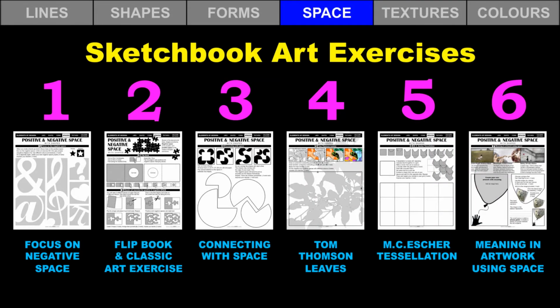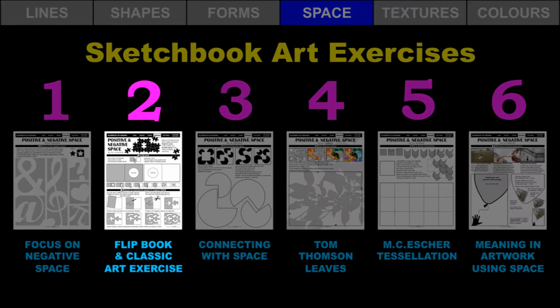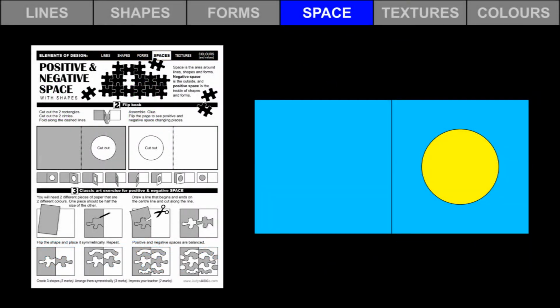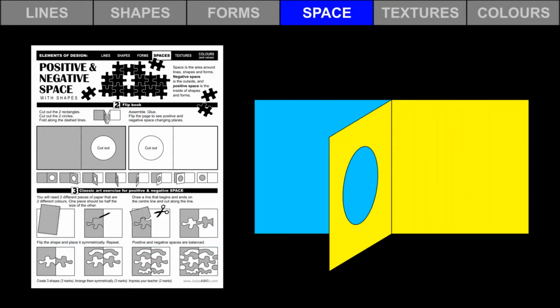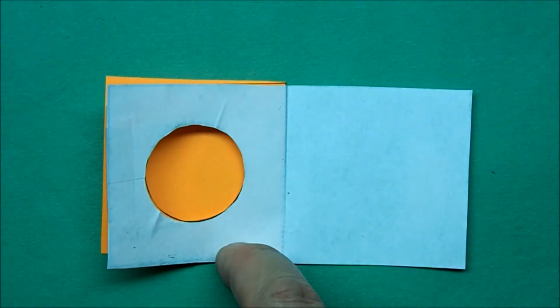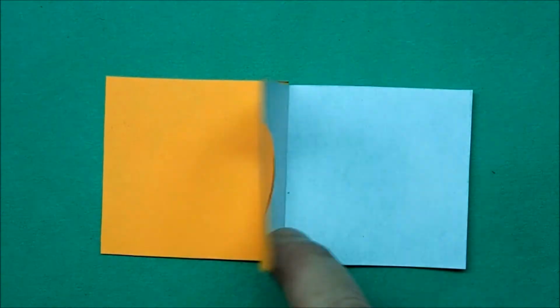Here are 2 more art exercises that help us to focus on positive and negative space. Make a flip book with a cutout circle. When you flip the page back and forth, positive and negative space will alternate in color.